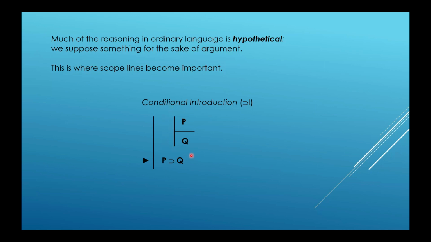So what this rule says is, if we start by assuming that P is true for the sake of argument, and then we work out what the implications of assuming that this sentence is true would be, and those implications include Q, then we can stop this subderivation and we can infer that it is true that if P, then Q. That's the conditional introduction.